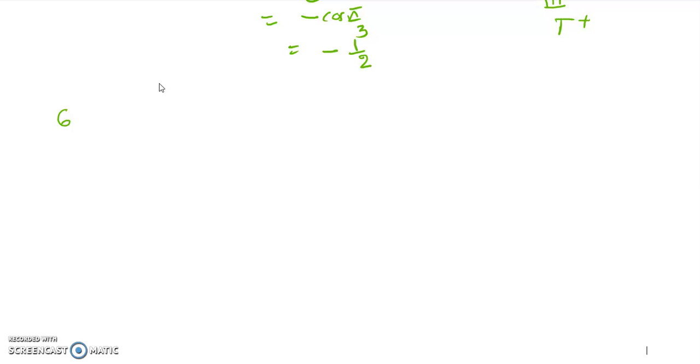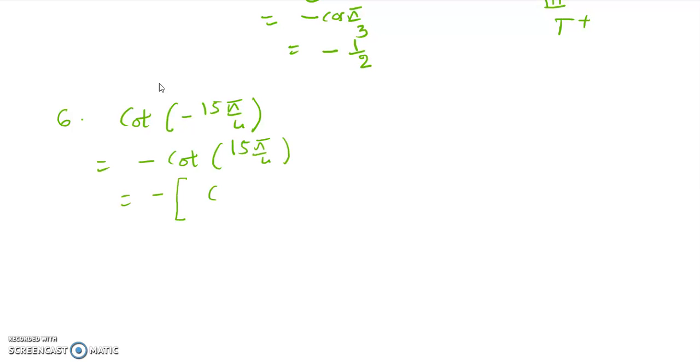Similarly, I take one more last example. Cot of minus 15 pi by 4. I told you cot of minus theta means first I write minus cot of the remaining angle, 15 pi by 4. Then how do you express it as pi by 4 here, and here by trial and error, 4 4s are 16. 16 minus 1, I can write 4 pi minus pi by 4.